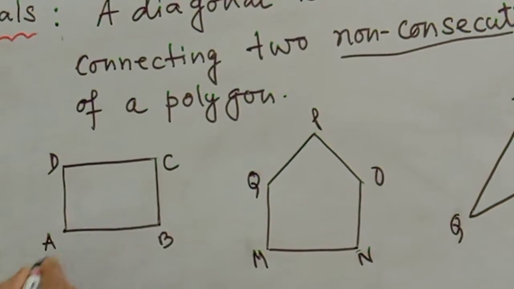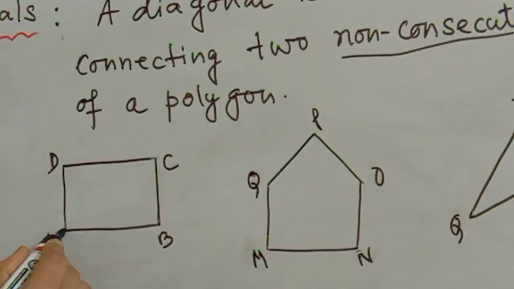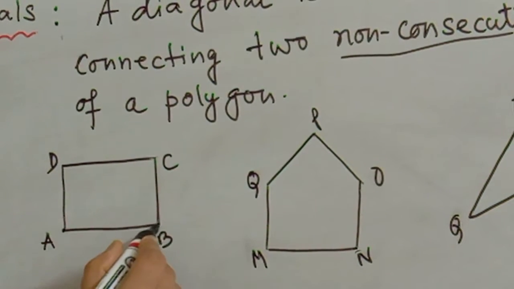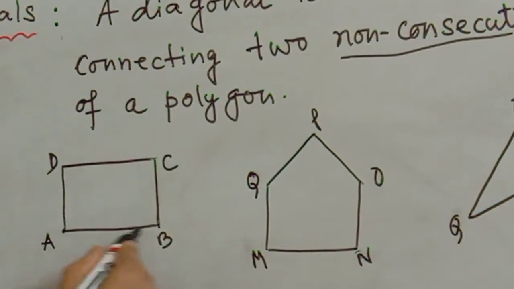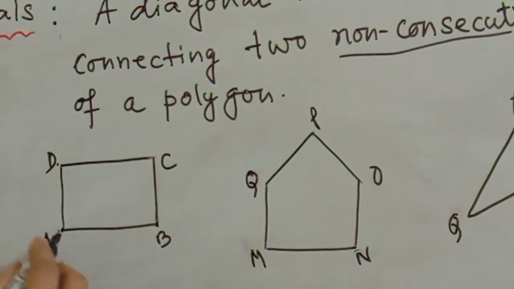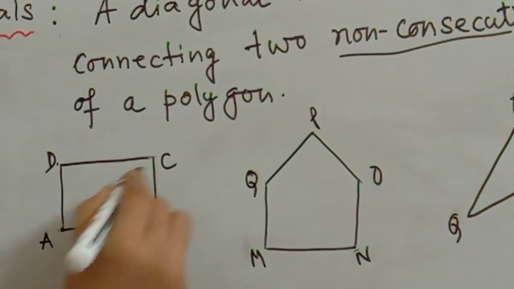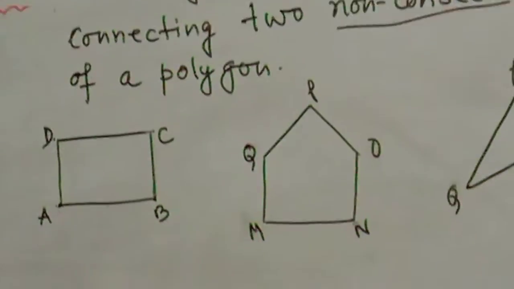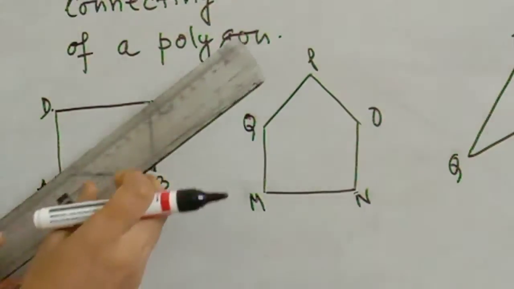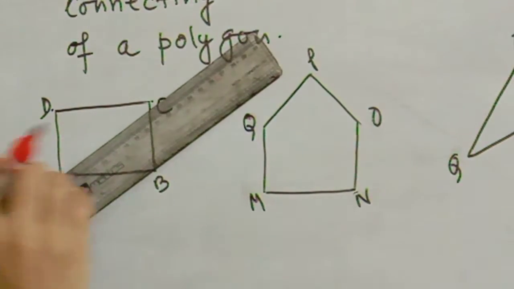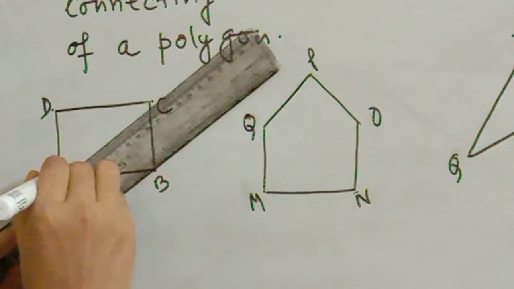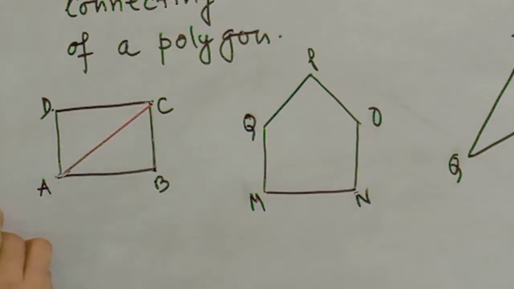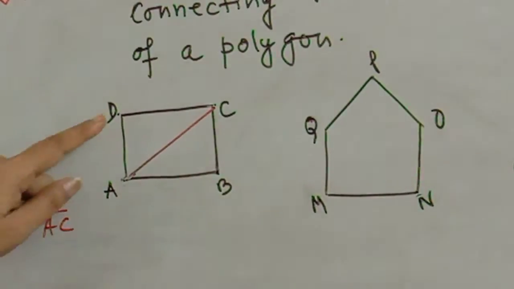Now we will start from one vertex, A. The consecutive vertices of A are B and D. So the only non-consecutive vertex from A is C. The line segment joining non-consecutive vertices is known as the diagonal. So if we join these two vertices, that is AC, then AC is the diagonal for this quadrilateral.